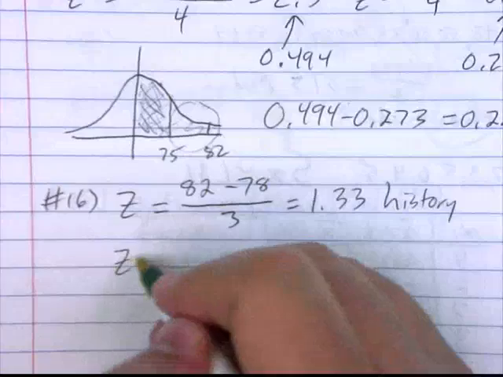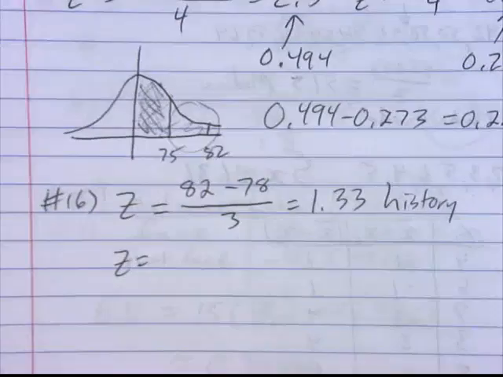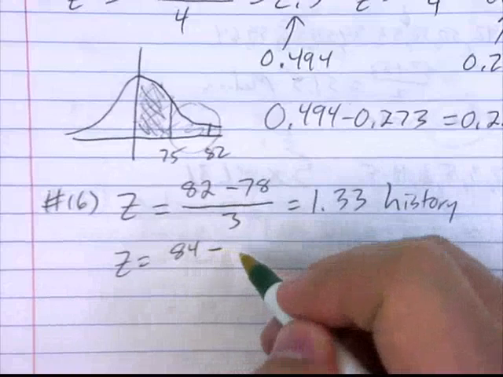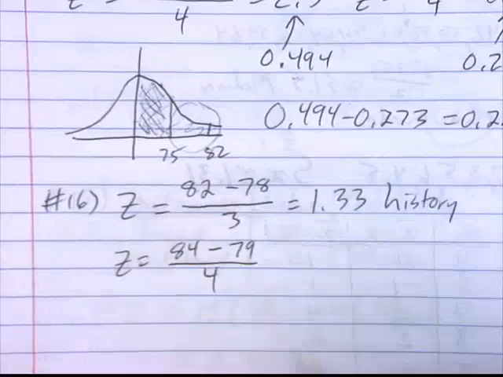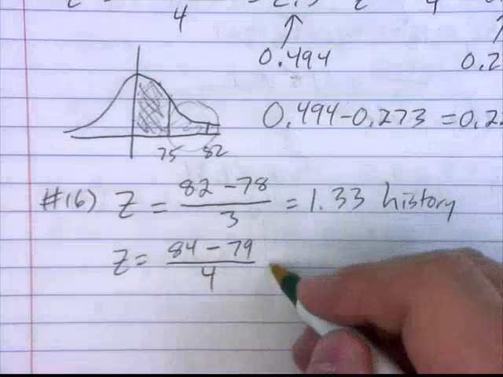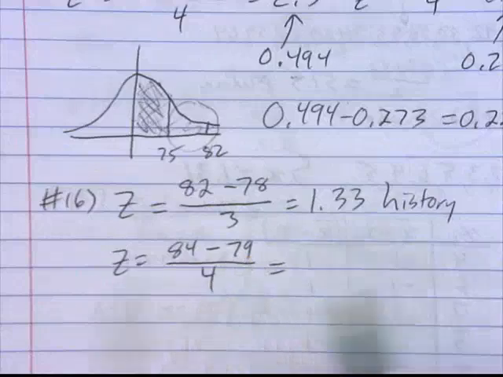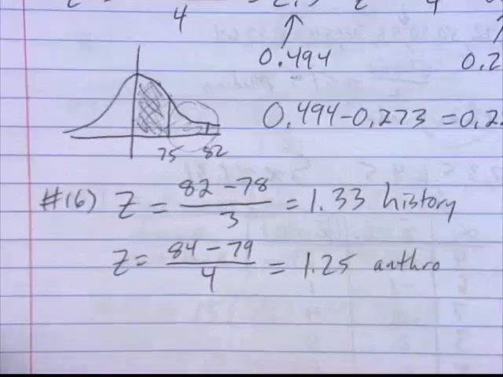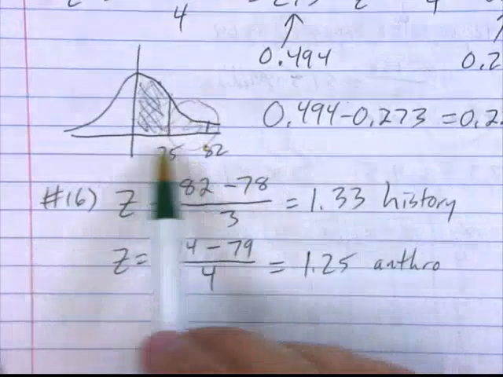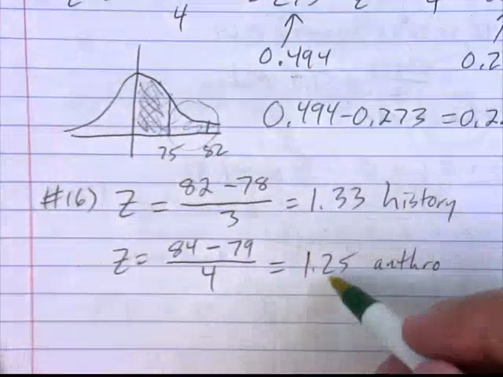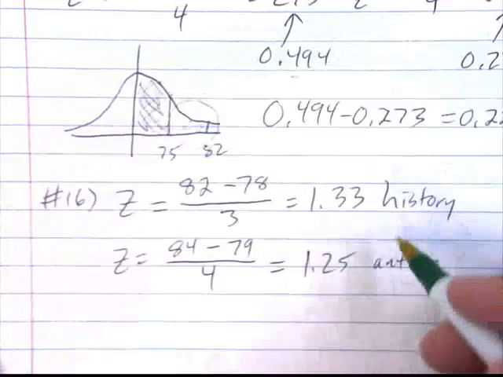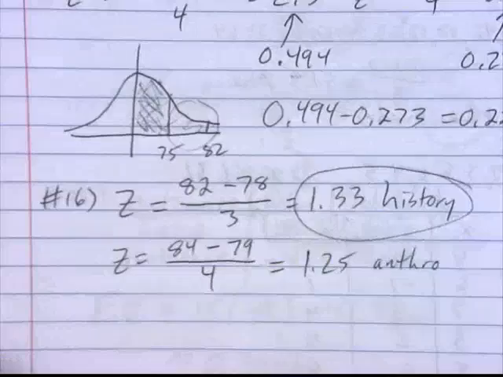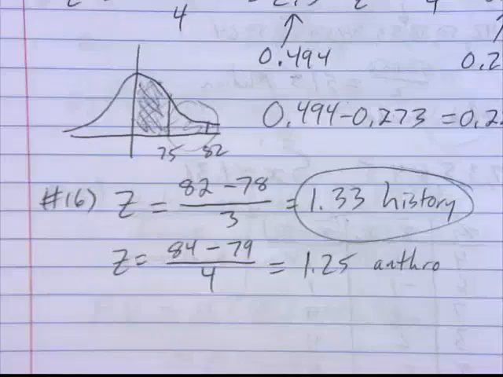And for our anthropology exam, we had an 84, so a higher score, but notice that the mean is higher and the standard deviation is higher. So when we do that one, we're going to get 5/4, which is 1.25. So when we look at that in relationship to where they lie on the normal curve, this one is going to be higher on the normal curve than that one. You did better in relationship to the rest of the class here than you did here. So the history one is going to be the winner. So those are the problems from chapter 15.